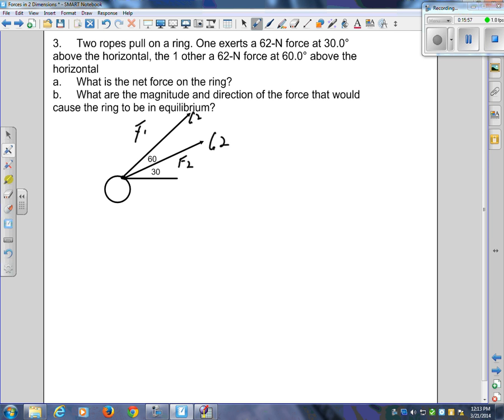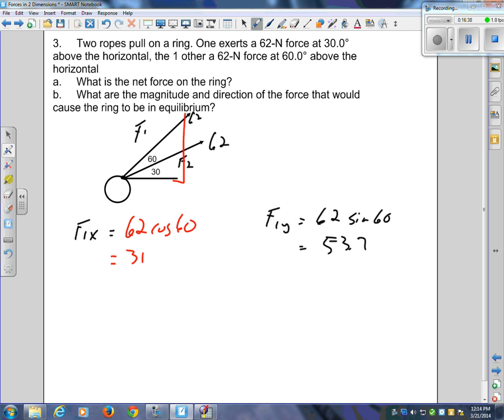So I'm going to have F1x is going to be this guy here, right? So that's going to be the 60. So that's going to be 62 cos 60, right? 62 times the cos of 60 is 31. And I'm going to put my y over here. F1y is going to be 62 sine 60, which is 53.7.